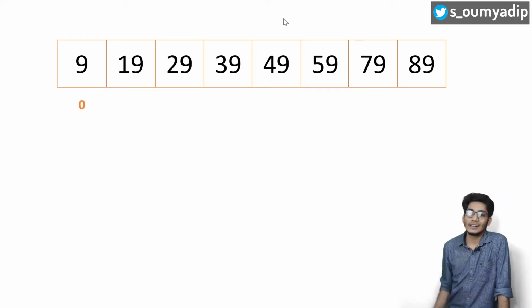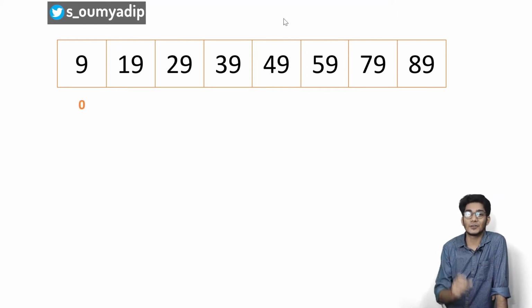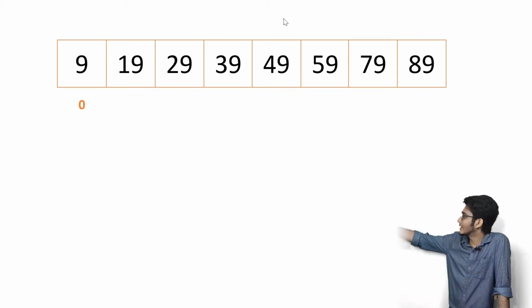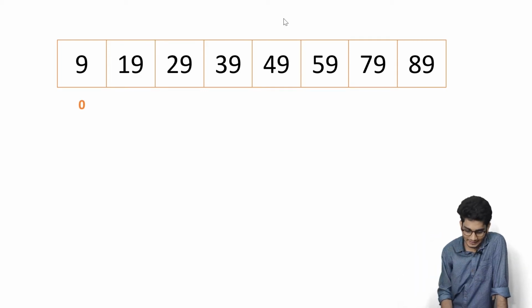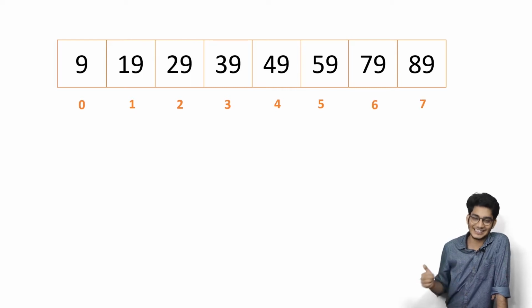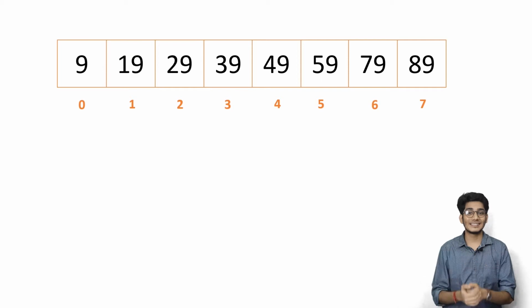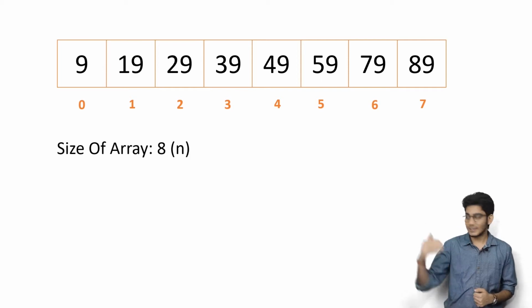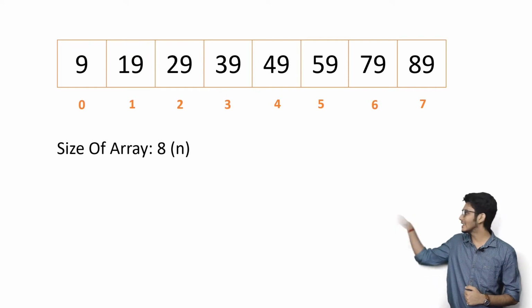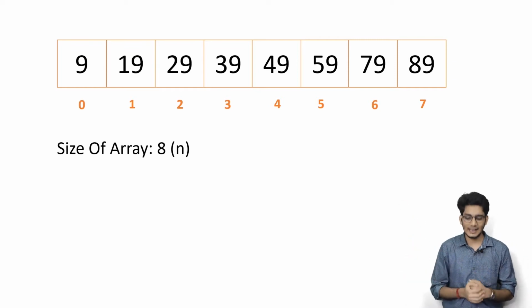Now in an array, our indexing starts from 0. What is the index of the first 9? That is 0. 19 is 1, 29 is 2, 39 is 3, 49 is 4, 59 is 5, 79 is 6 and 89 is 7. So what is the size of the array? The size of the array is 8, and we'll call that 8 as n.